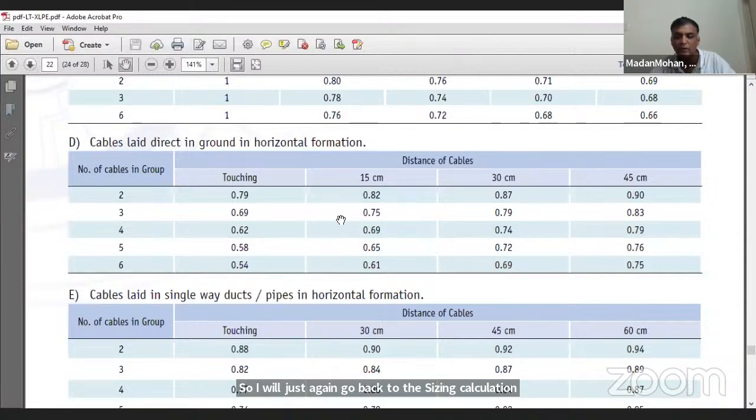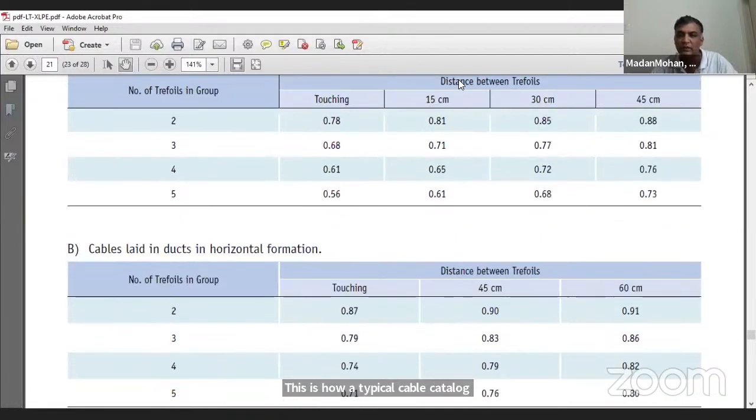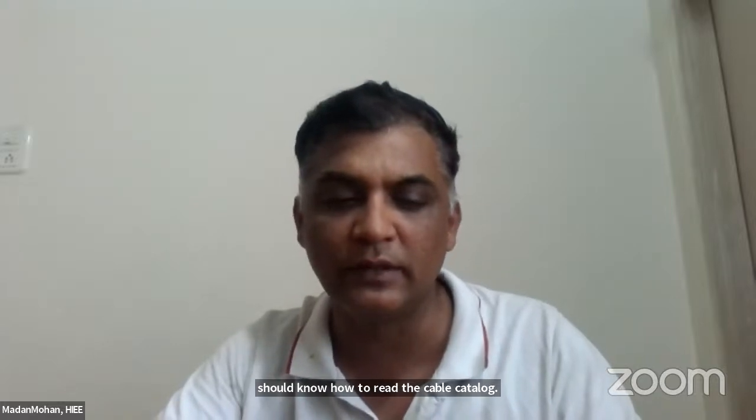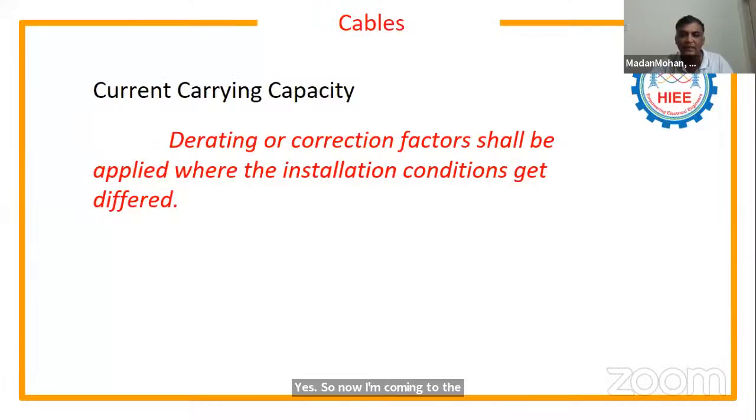This is how a typical cable catalog looks. You should know how to read the cable catalog. After the session, please download the catalogs from Google and try to understand them. Yes. So now I'm coming to the point. Derating factor, like the current carrying capacity of the cable, we have to consider the derating factor.